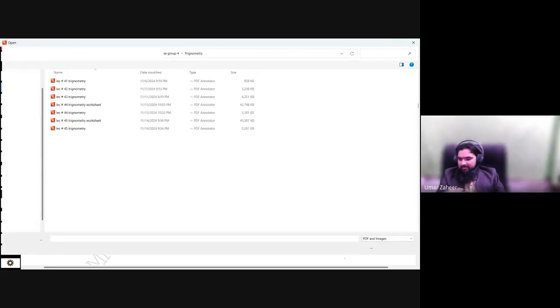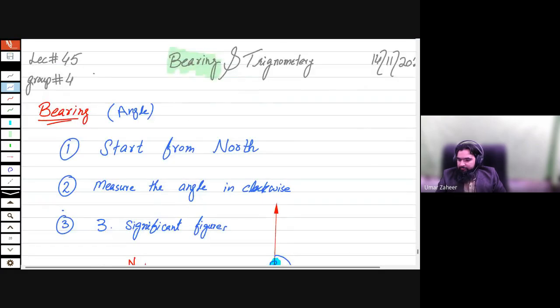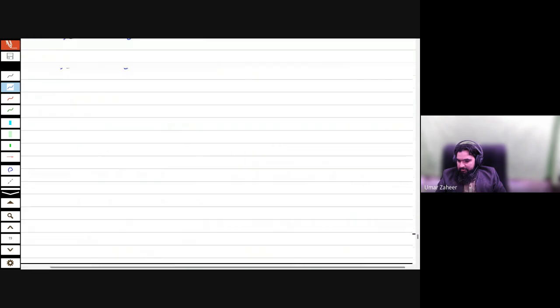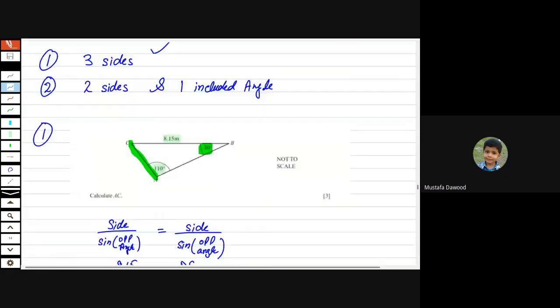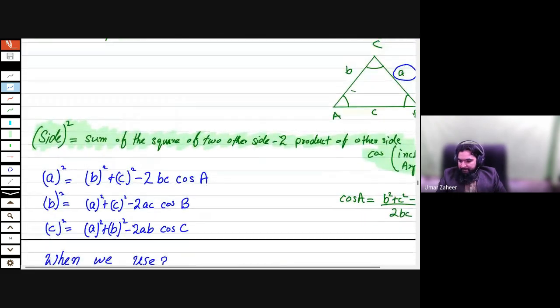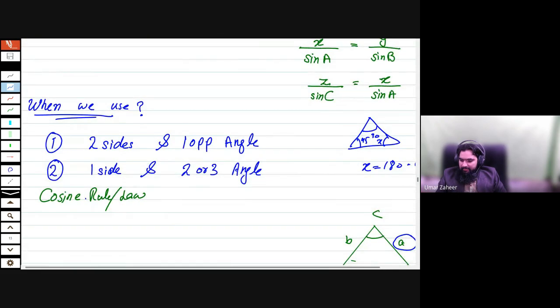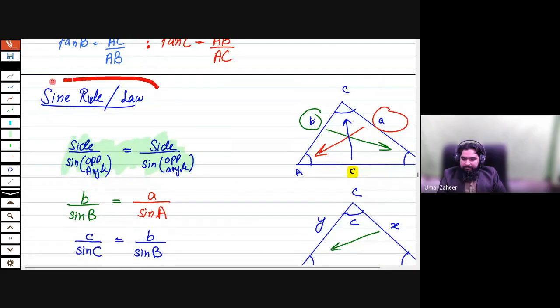If I open the notes once again. So sine rule, because they give one side. If the examiner gives you one side and two or three angles, you have to go for sine rule, sir. Sine rule. All right.